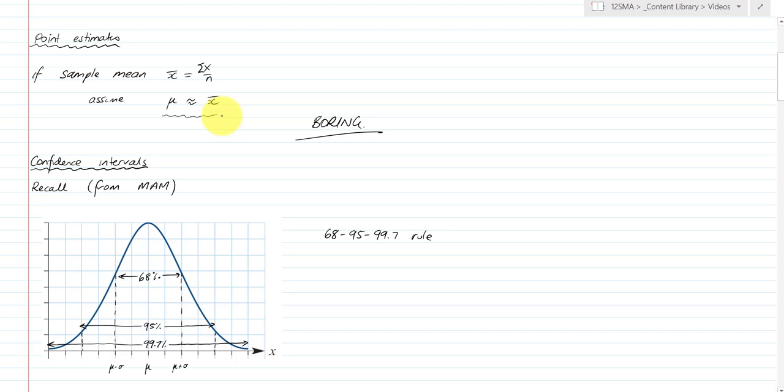Pretty boring way of doing it, and also it doesn't give us the ability to talk about how confident we are in our answers. And it's the one that most people do refer to, but we want to take this a step further and introduce confidence intervals.